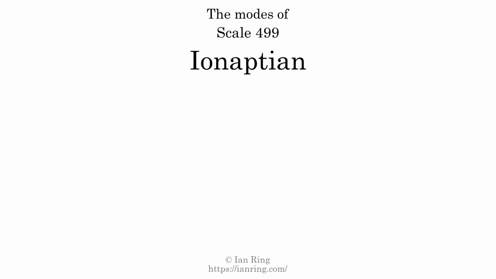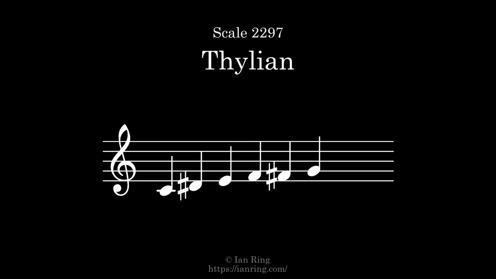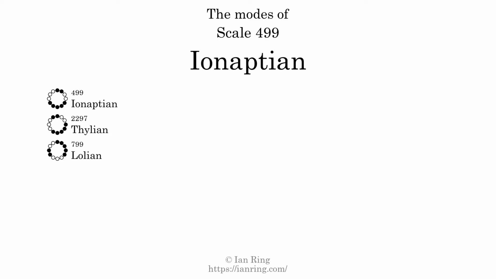This scale has 7 modes. The first mode is itself. The second mode is scale 2297, also known as Ionaptian. It sounds like this. The third mode is scale 799, also known as Lullian. It sounds like this.